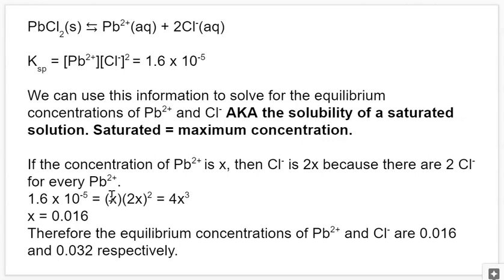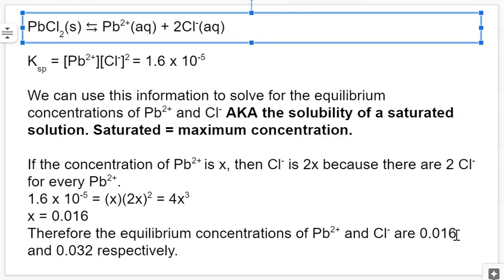And then from here, we can solve for X, which in this case is 0.016. And that's going to be the concentration of lead ions, the equilibrium concentration, aka the saturated ion concentration. And since the chloride is 2 times the concentration of the lead, we can just multiply 0.016 by 2, and our chloride ion concentration in this solution is going to be 0.032 molar. I should add units here.